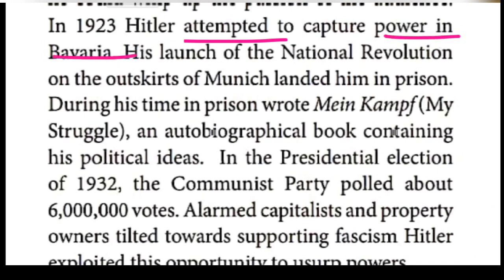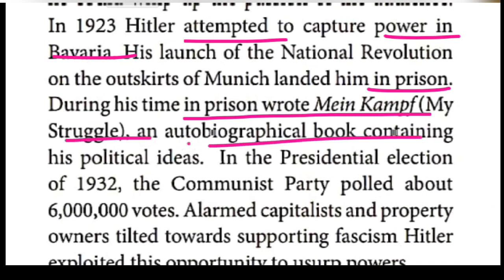So where did he move? He was in the prison. Yes, because of his revolutionary activities, he was in prison. During that time, he wrote Mein Kampf. Mein Kampf is in the German language. In English it is given as My Struggle. This is an autobiographical book containing his political ideas.